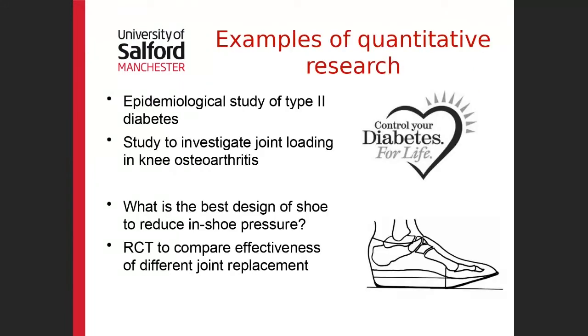So just some examples then of quantitative research. For example, one study might be an epidemiological investigation of type 2 diabetes. So we could think about the different factors which might influence the onset of type 2 diabetes, and they could be related to people's diet, exercise habits, etc. And we would put numbers on those, and then we'd quantify whether people developed diabetes or not.